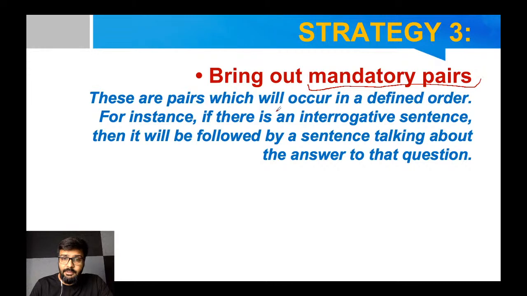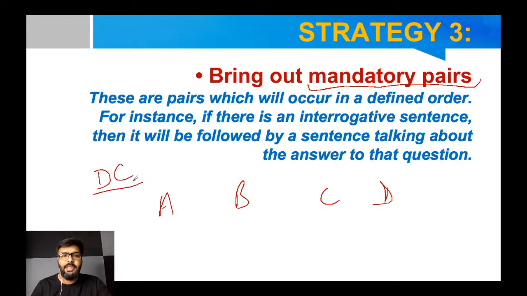These are pairs which will occur in a defined order. यार देखो, मुझे नहीं पता कि ये A B C D में से कौन सा पहले आएगा, कौन सा बाद में आएगा, बस बॉस, लेकिन after reading the paragraph, I am so sure that DC will come together. DC, ये शुरू में आ सकता है, paragraph के बाद में आ सकता है, लेकिन DC के बीच में कोई और नहीं आएगा. DC will definitely come together. It's not going to be CD also. It's going to be only DC. Okay, so DC will come together.